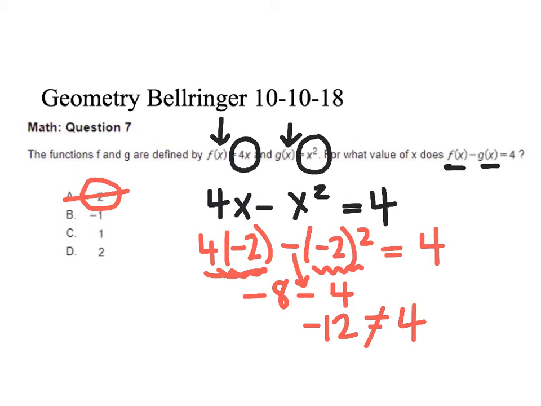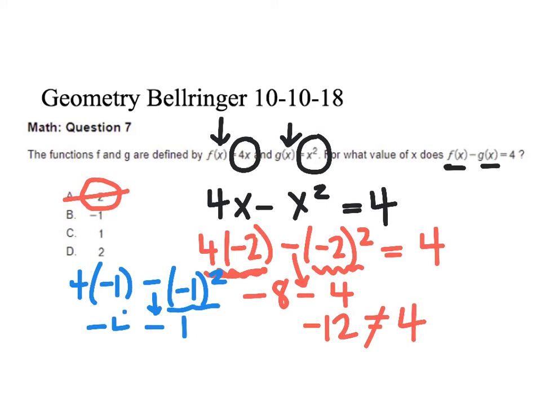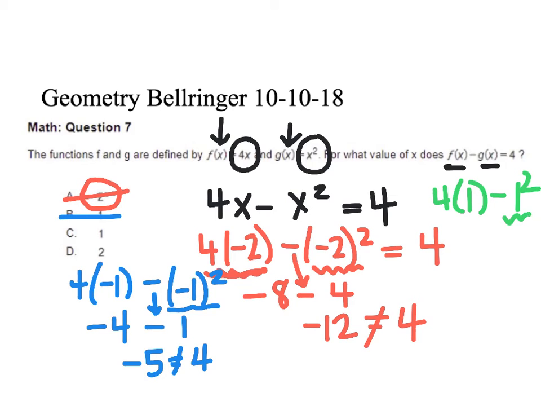So do the same thing for B. So we'll have 4 times negative 1 minus negative 1 squared. Negative 1 squared is 1. Bring down your minus. 4 times negative 1 is negative 4. Negative 4 minus 1 is negative 5, which does not equal 4. So the answer is not B. Then try C. So we'll have 4 times 1 minus 1 squared. 1 squared would be 1. 4 times 1 is 4. 4 minus 1 is 3, which is not equal to 4.